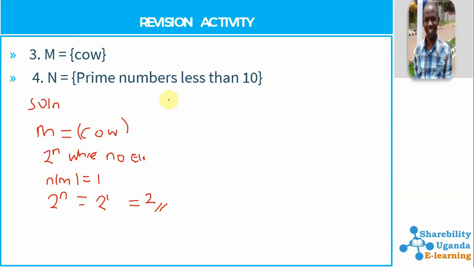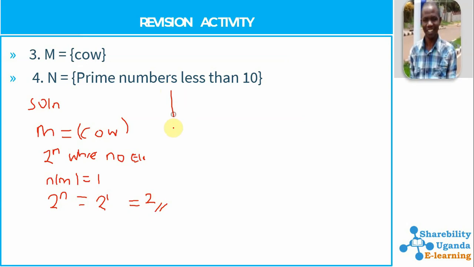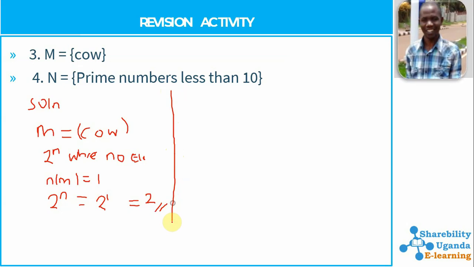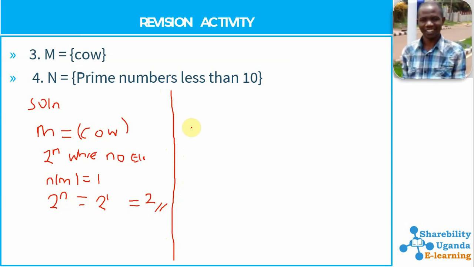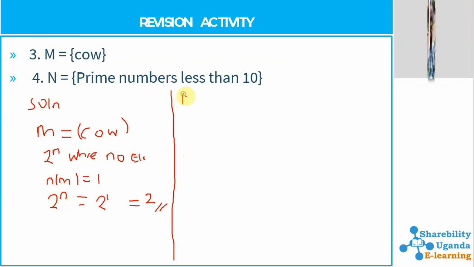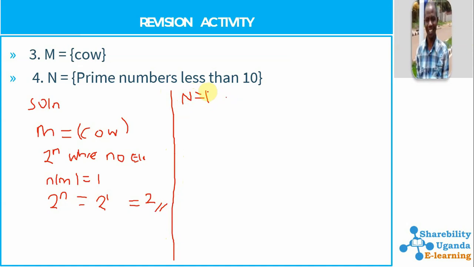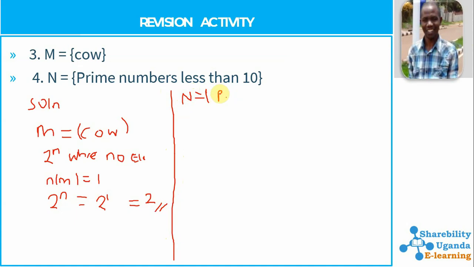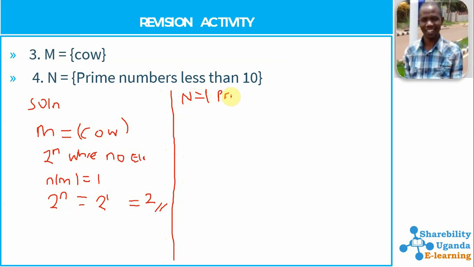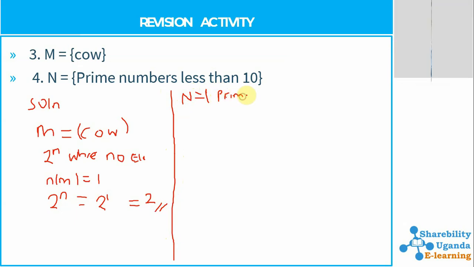Also, let's look at our number 4. In our number 4, we have been given a set. Our set N is equal to the set of prime numbers less than 10. Okay, our set is prime numbers less than 10, using that simple description.